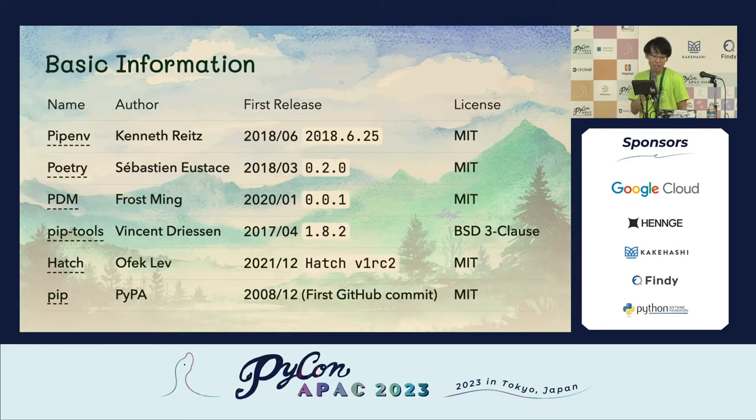These are the tools I will compare today. There are six tools: PDM, Poetry, PDM, pip-tools, Hatch, and pip. There are a few more tools I do not mention today, but I think I have covered the major and most well-known useful ones.